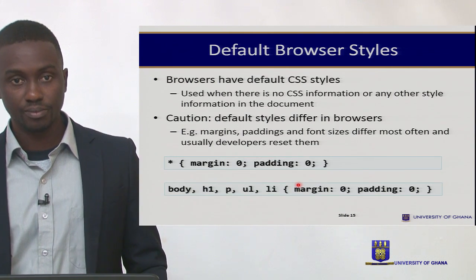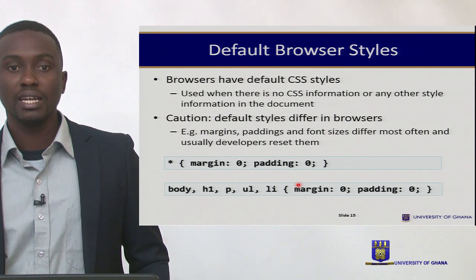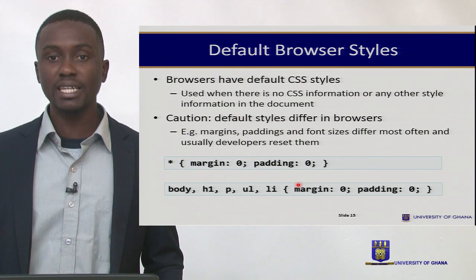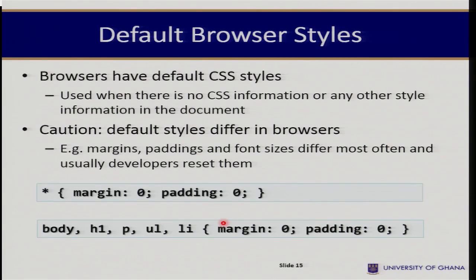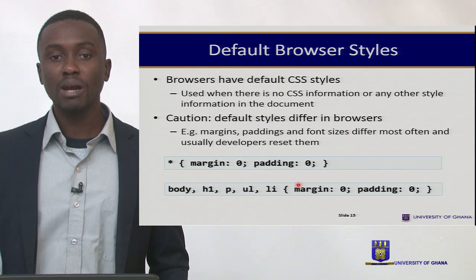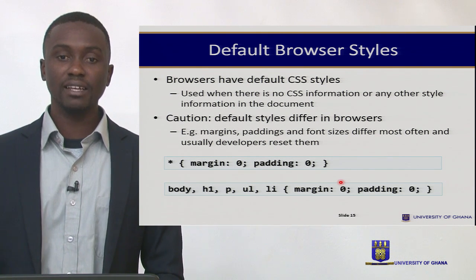Now, browsers have default CSS rules. These rules are used when there is no CSS information or any other style information in the document. You have to take note that the default styles differ in different browsers. Therefore, programmers usually reset all these default values in their CSS files.